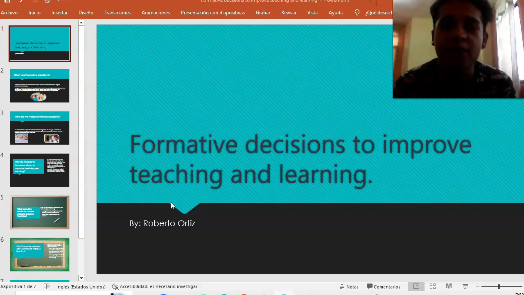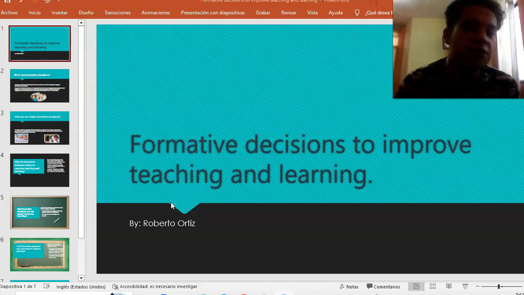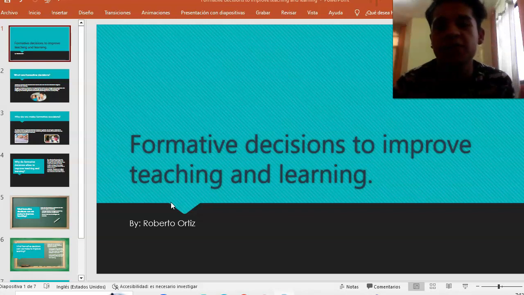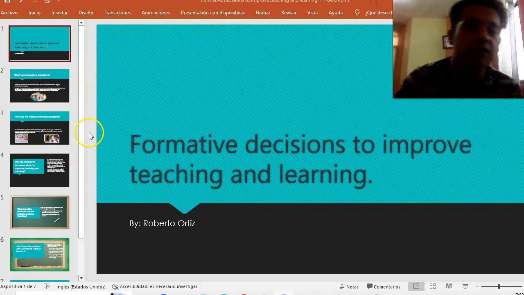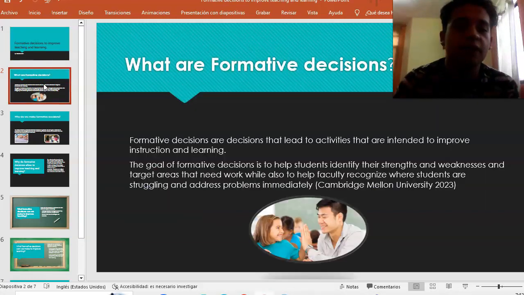And today I'm going to be talking about a topic in Unit 2, which is called Formative Decisions to Improve Teaching and Learning. From Unit 2, which is called Using Classroom-Based Language Assessments. Okay. The first question is, what are formative decisions?